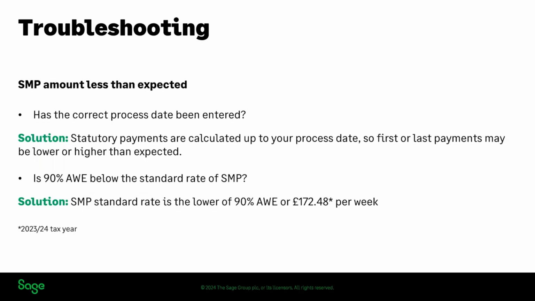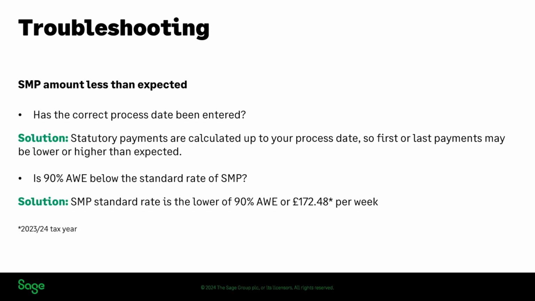The other troubleshooting you might need to do is if the SMP amount is perhaps less than you're expecting. So two things to check. Number one, have you entered the correct process date? For reporting to HMRC, your process date should be the date the employees are paid, the date they get the money. And then keep in mind that statutory payments are calculated up to that date.